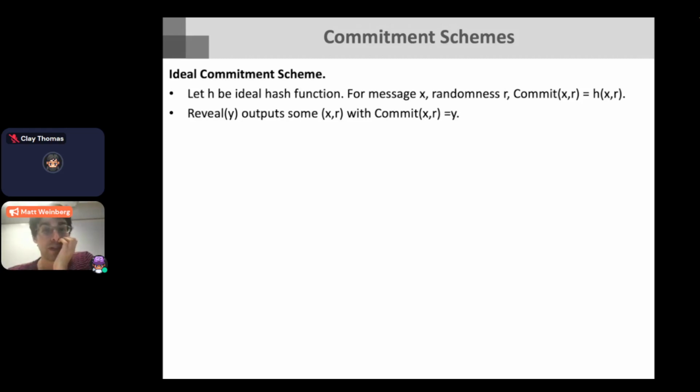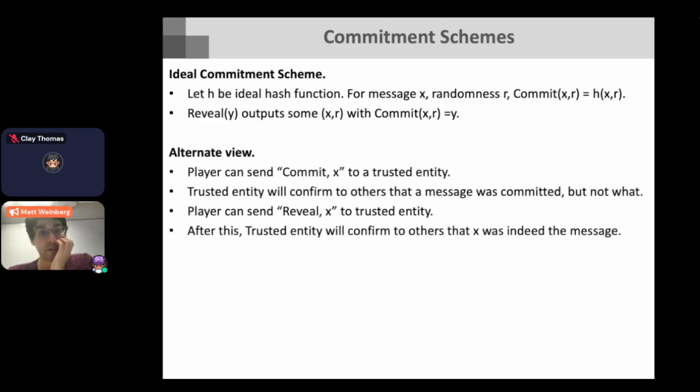And what does it mean to reveal a commitment? You just tell someone, here's the input I used to generate this commitment. Okay, so that's all a commitment scheme is.